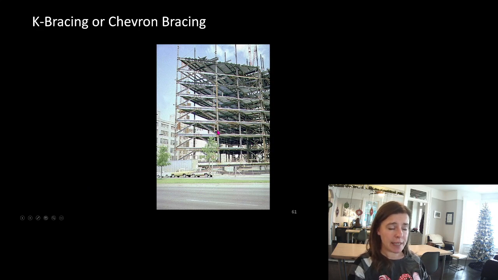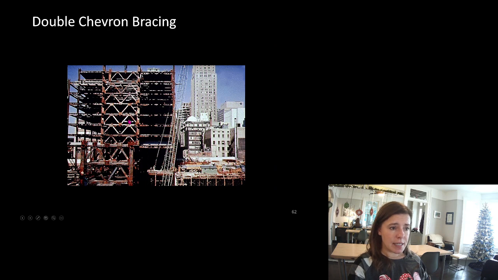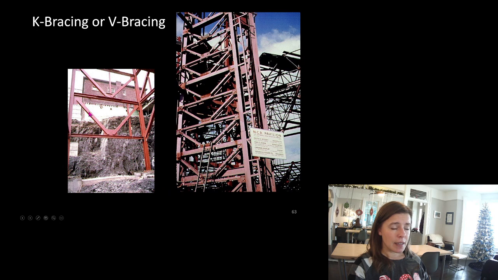Some K bracing. Double chevron or K bracing. I don't get hung up on K or V or chevron. I don't care about the name of it. I just want bracing to be in there. And it has to work for what we're trying to make it do.